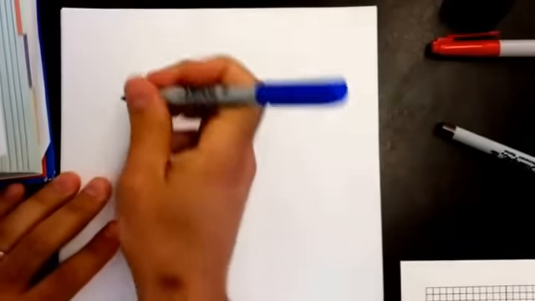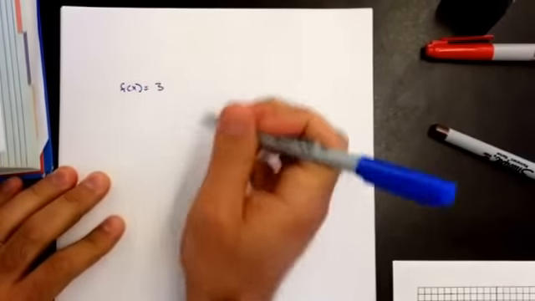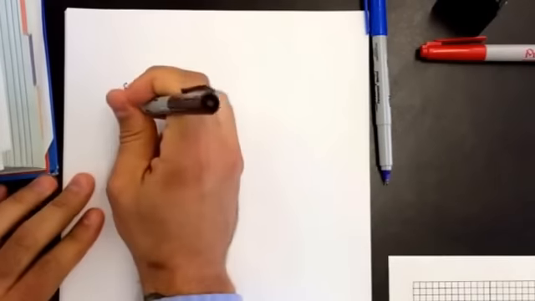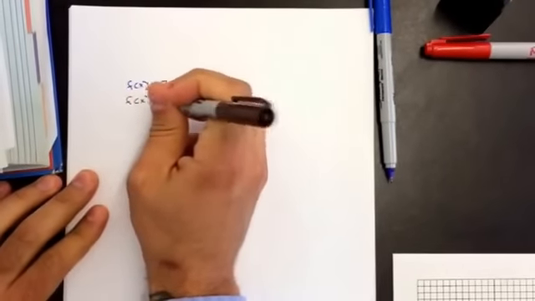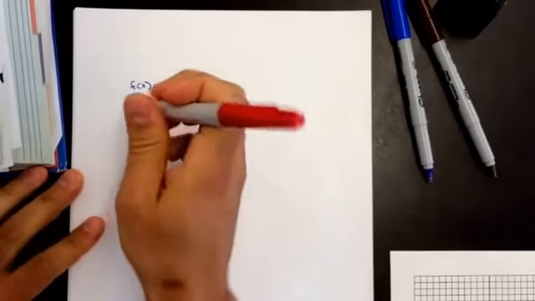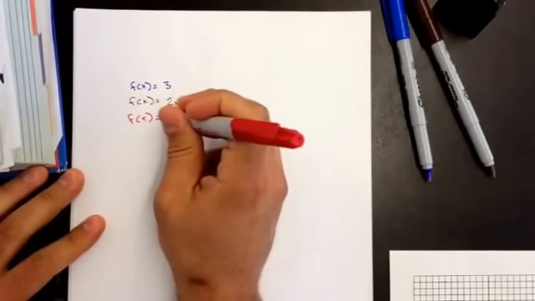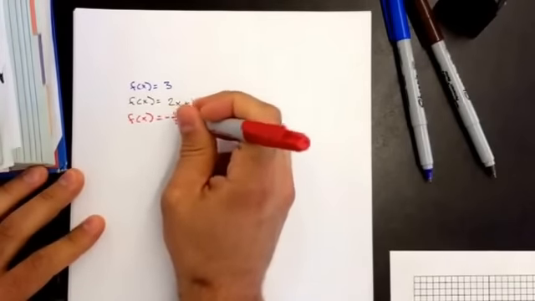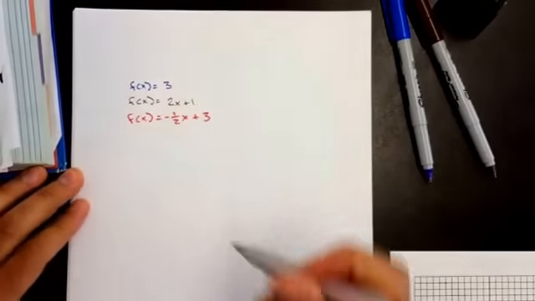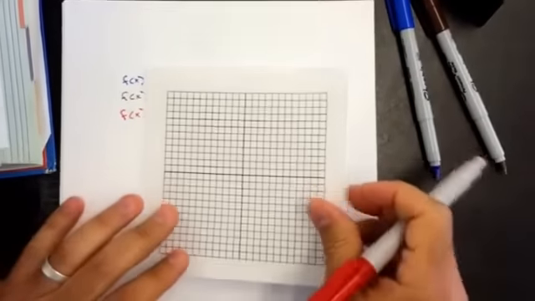Meaning, if I had a function that said f of x equals 3, and I have another one that says f of x equals 2x plus 1, and I have another one that says f of x equals negative 1/2 x plus 3. Okay, I'm going to graph these three functions all on the same graph.